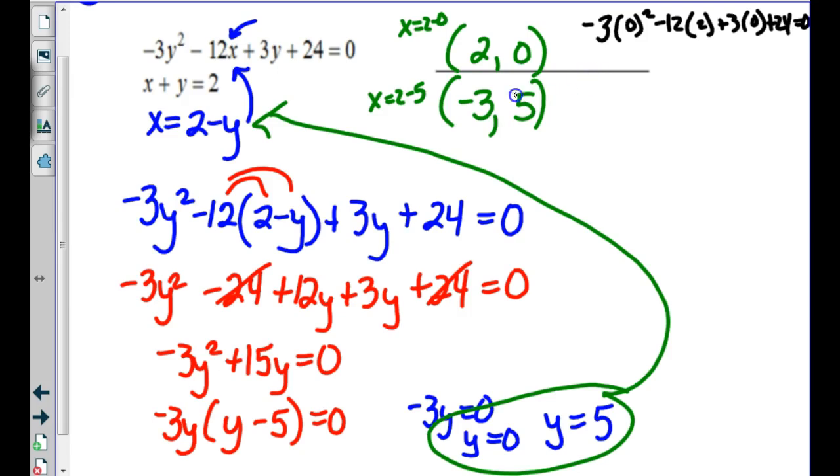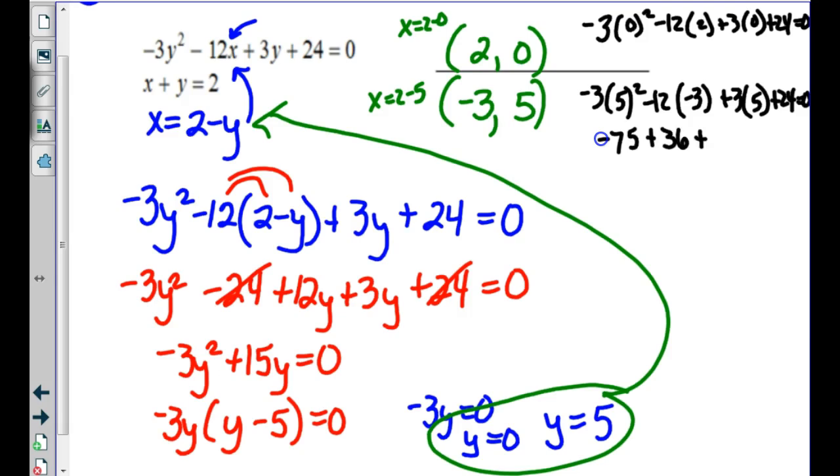Okay, the second point here, plugged back in there would be negative 3 times 5 squared. Somebody type quick. Minus 12 times negative 3 plus 3 times 5 plus 24 is supposed to equal 0. This would be negative 75 plus 36 plus 15 plus 24. Does that work? 39 and 36 is 75. Yeah, I think it's working. Okay. But do you understand that it's worth your time to make sure that they're working? All right.